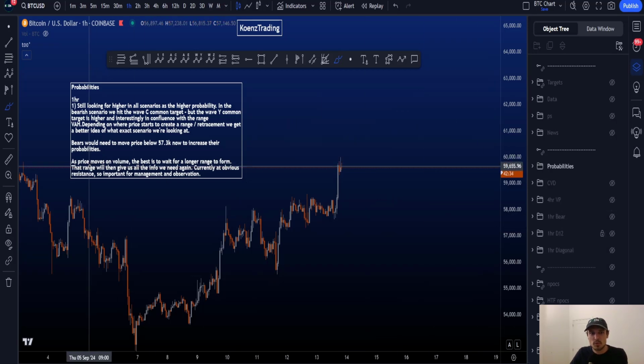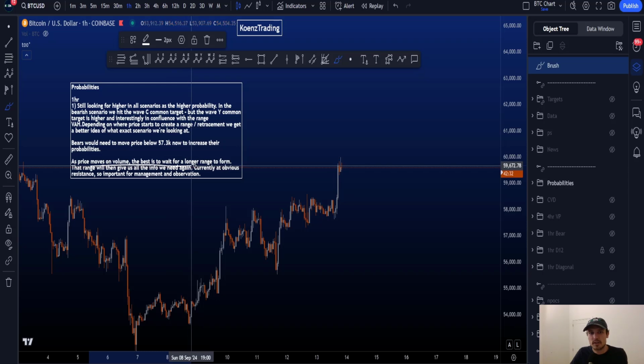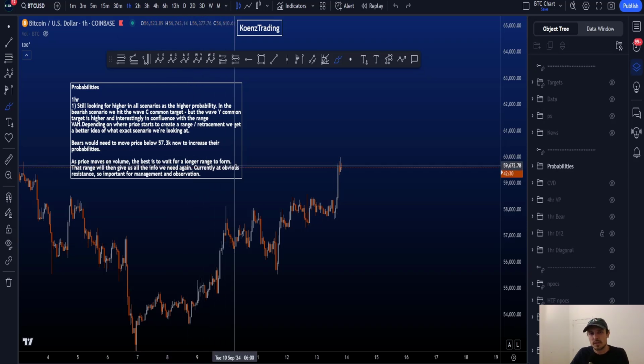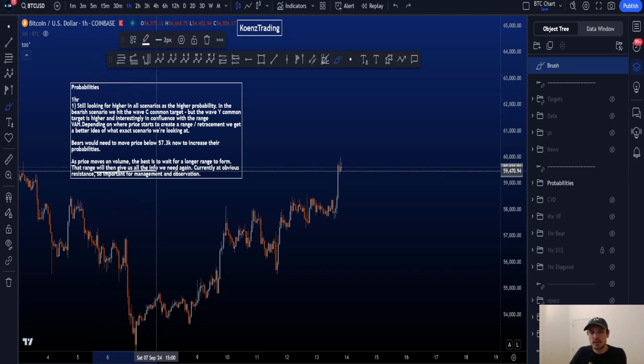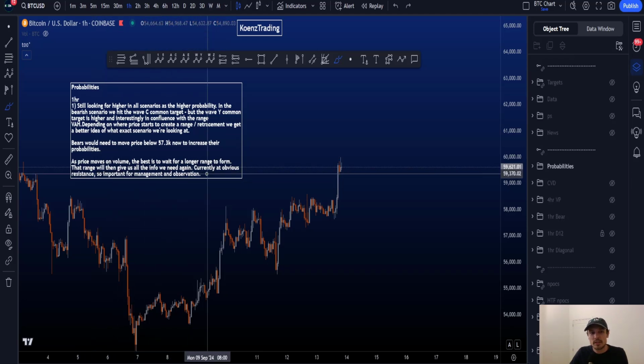As price is moving up on volume, the best is to wait for a long range to form. Of course, not financial advice, but from an Elliott wave point of view, the magic is in the ranges. That is where you can get a good idea for the probabilities. That new range will then give us all the info that we need. Currently, we are at obvious resistance, so it is important for management and observation.